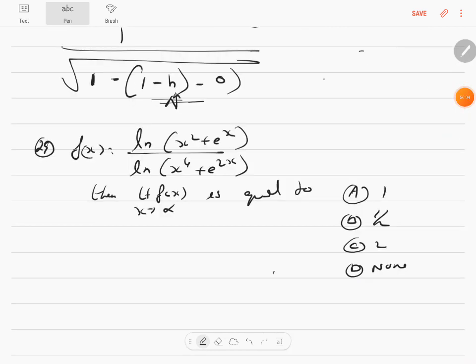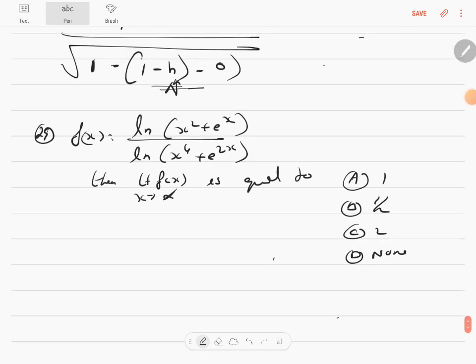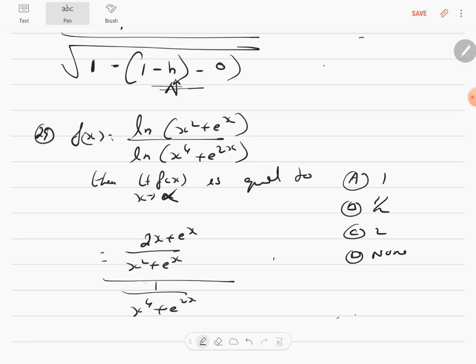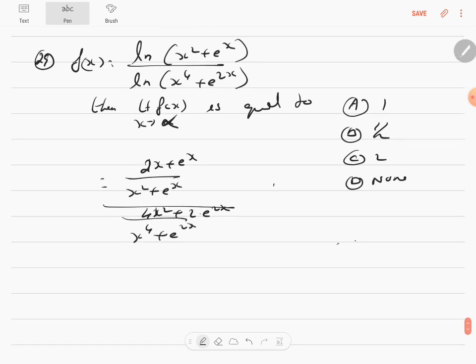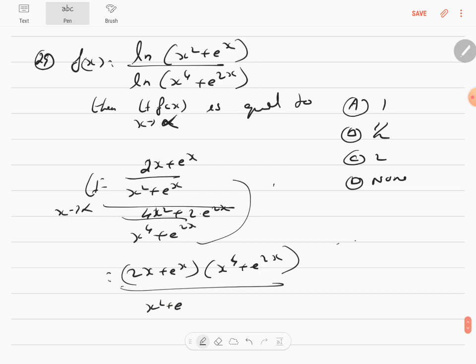So let's apply L'Hopital rule, because it extends to infinity, but it's not a function to the power of a function or anything. It's just a normal function. So then let's differentiate the numerator: x square plus e to the power x into 2x plus e to the power x by x to the power 4, 1 by x to the power 4 plus e to the power 2x into 4x square plus 2 into e to the power 2x. So then the limit extends to infinity. So let's move this up. You have a 2x plus e to the power x into x to the power 4 plus e to the power 2x by x square plus e to the power x into 4x square plus 2 into e to the power 2x.